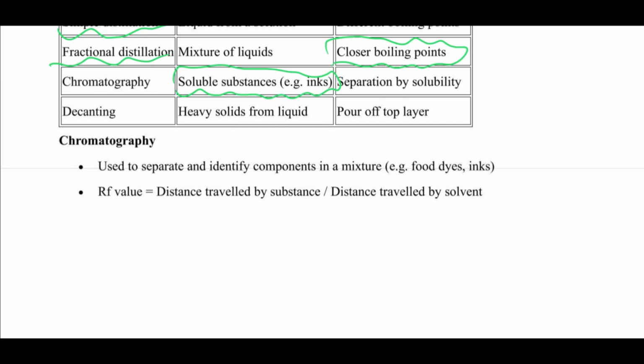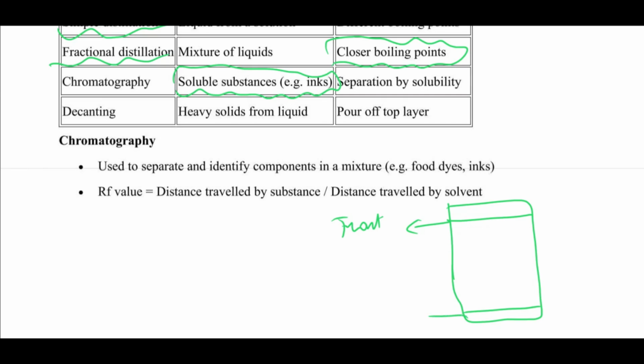So how can you calculate the RF value? Usually in the exam, one question will be related to the RF value of the solute or substance that is separated from the mixture. This is how you calculate it: the distance traveled by a substance and the distance traveled by the solvent, and how you have to measure those distances. If you look at the question paper in the exam, you will see two lines. This will be the baseline, and this will be the solvent front.